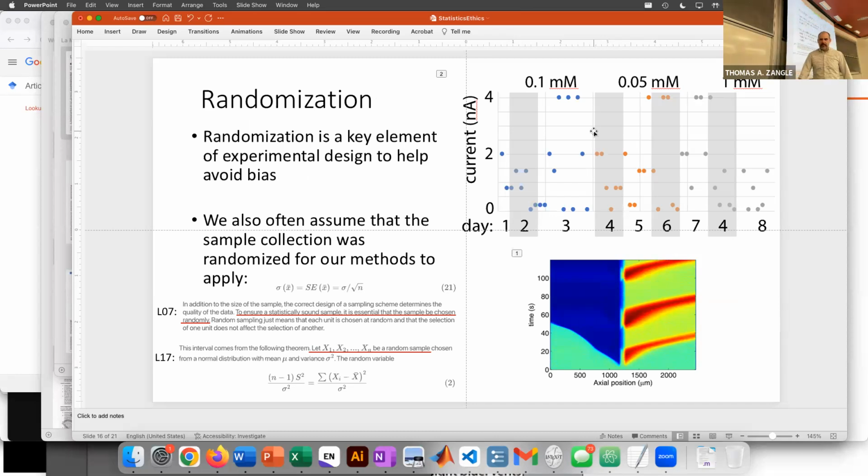In this case, I tried to randomize. I just used a random number generator to come up with my list of conditions. I had groupings that I couldn't do in completely random order, but I at least didn't do this in escalating concentration order, right? So I went 0.1 to 0.05 to 1. And then my currents, those were pretty easy to randomize, so I just did those in completely random order. I think these color blocks are just days on which I ran the experiment. But randomization can help explain what's going on.